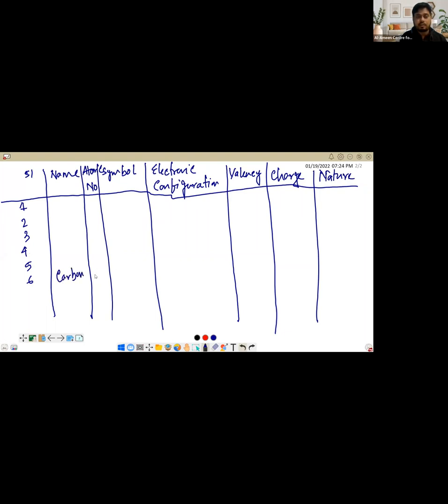So how many electrons are present in carbon? 6. The symbol will be C, and the electronic configuration will be 2 and 4. Valence is 4.